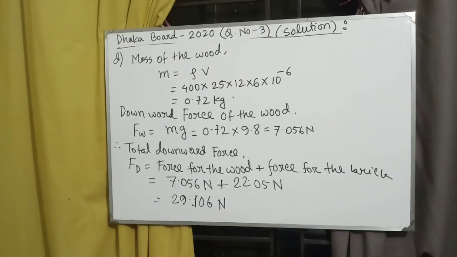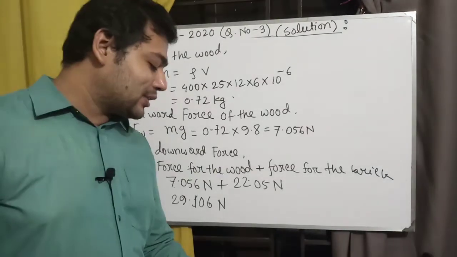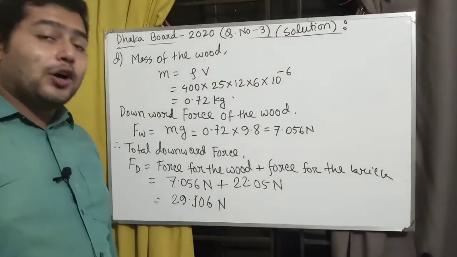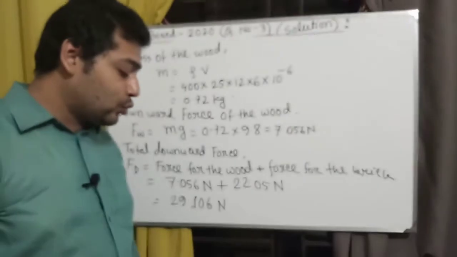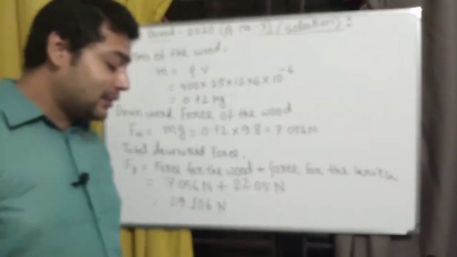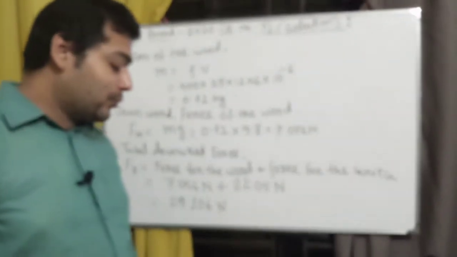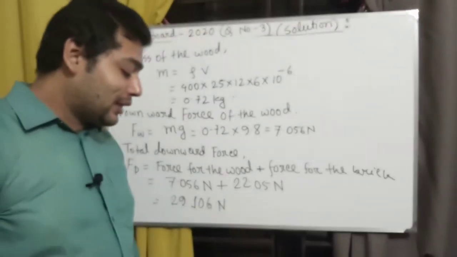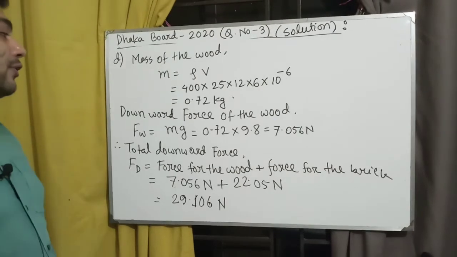Now we will try to solve question number D. The question is whether it is sink or float when a piece of same size wood of density 400 kg per meter cube placed in pair with the brick and put into the water, analyze mathematically.